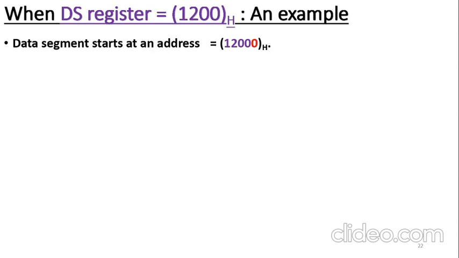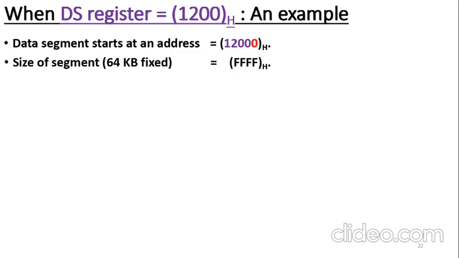12000 hexadecimal. As we know that in case of 8086 processor, the physical address is always 20-bit. And this is the 20 bits of address, 12,000 hexadecimal. Here that data segment begins or starts. To this beginning address, if we add the size of segment, that is 64 kilobyte, its binary equivalent, that is all 16 bits 1, means in hexadecimal FFFF hexadecimal.